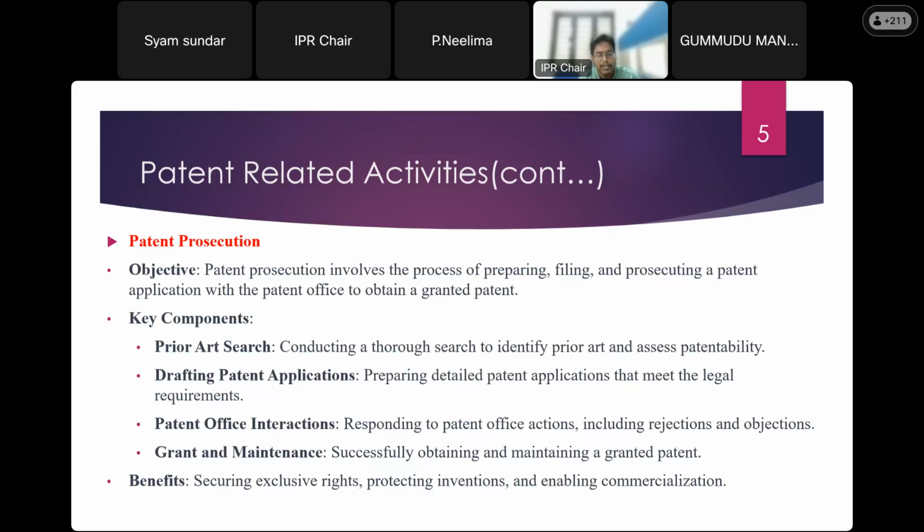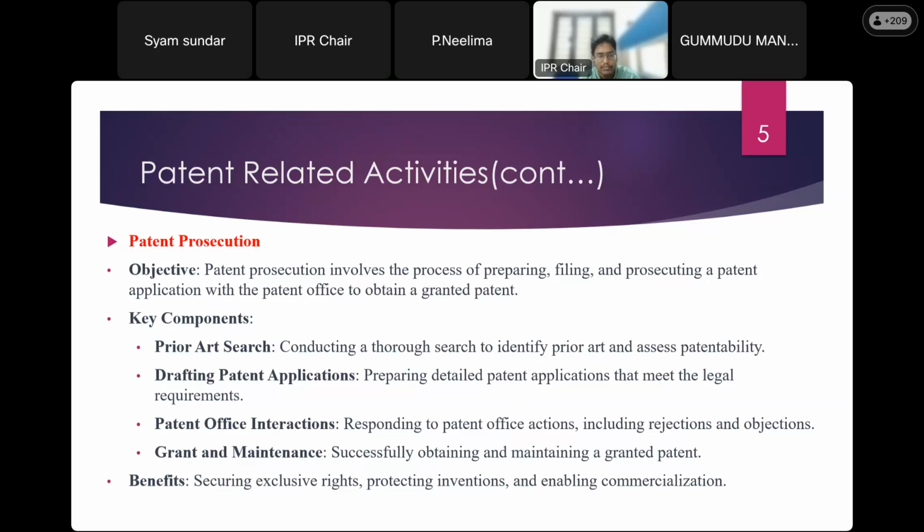And patent office interactions means once you file a patent, after publication, you need to request for the examination of your invention. In the examination, in the patent office, the examiner will check novelty, inventive step, and industrial application, and other criteria, such as non-patentable subject matter. Your invention should not fall in the non-patentable subject matter. Also, ma'am just discussed that in the last class.